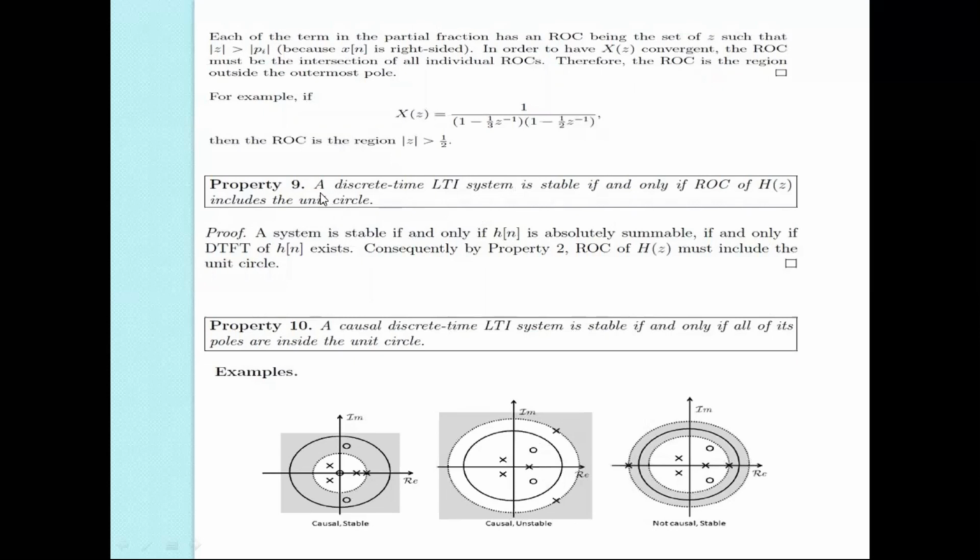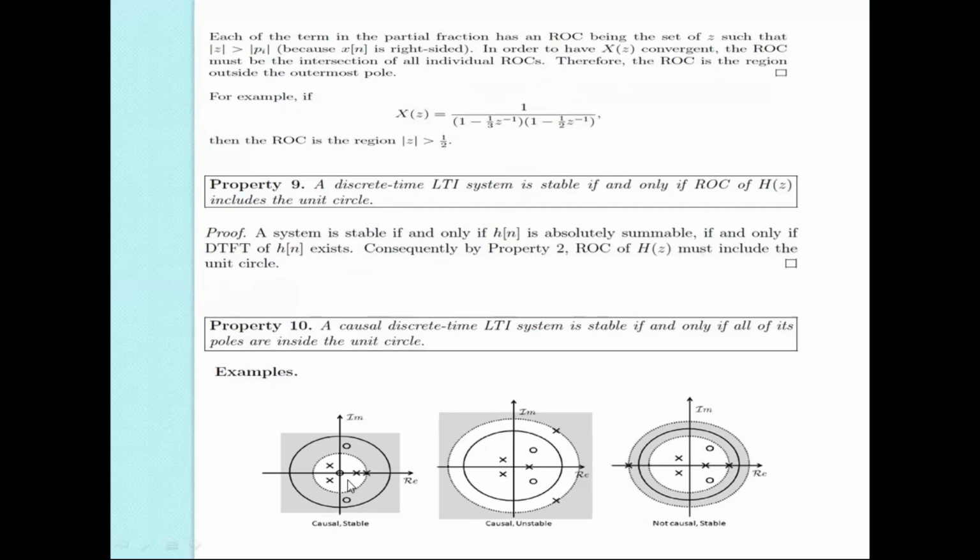And the ninth property is saying that a discrete-time linear time-invariant system is stable if and only if the ROC of H(z) includes the unit circle. H(z) includes the unit circle, meaning inside the system. The system is stable if and only if h(n) is absolutely summable, if and only if the discrete-time Fourier transform of h(n) exists. Consequently, by property 2, the ROC of H(z) must include the unit circle for a stable system. So I already told causal and stable.